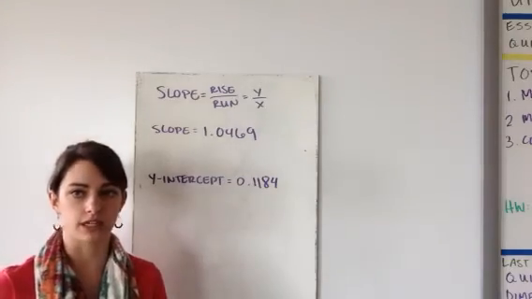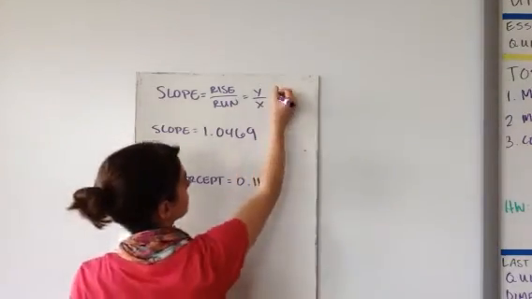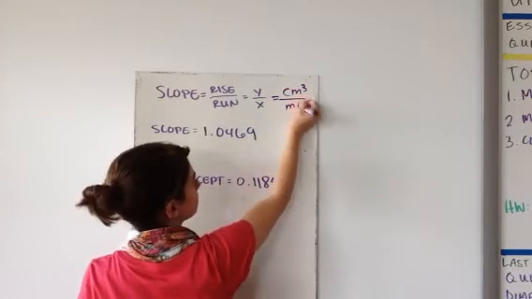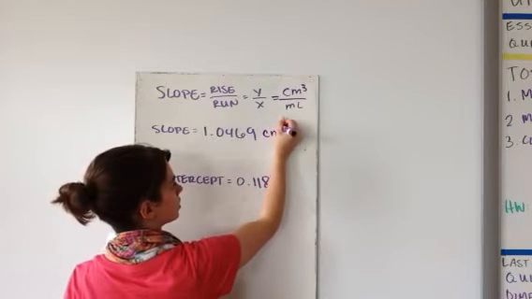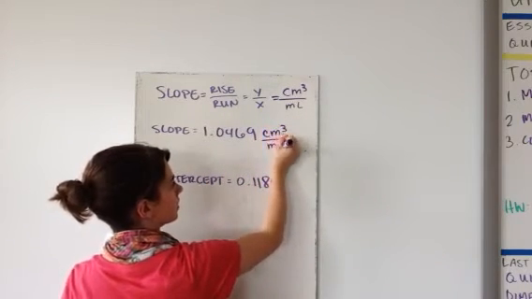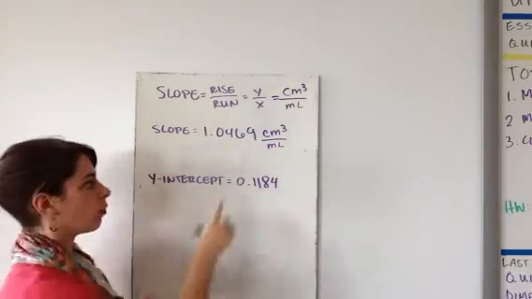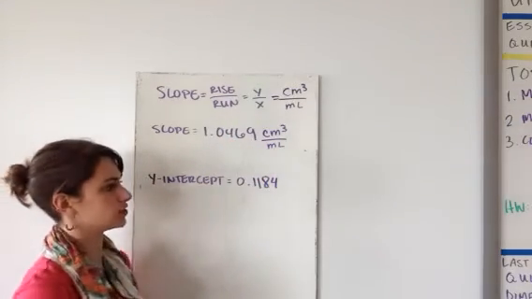Since we're in math class, we need units with that. Our units for our y-axis were centimeters cubed, and our x-axis was milliliters. That means this slope has units of centimeters cubed over milliliters. So this slope tells us for every 1 milliliter, we have 1.0469 centimeters cubed.